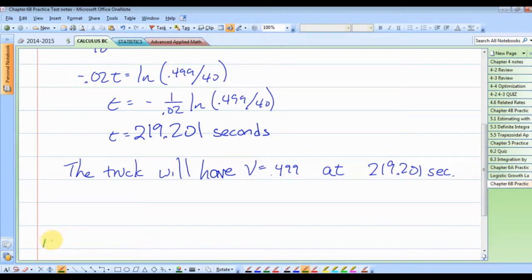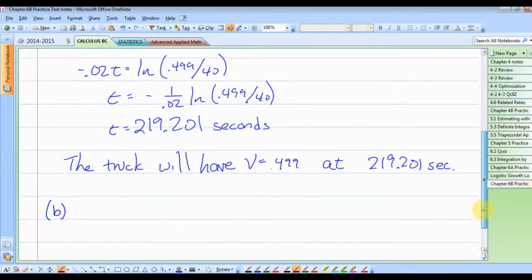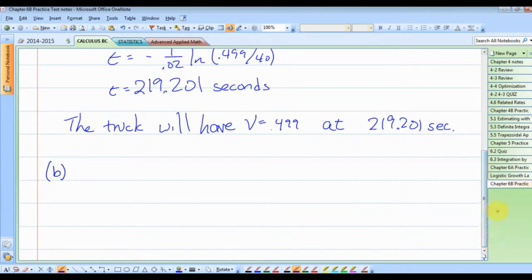Any questions on that? No, that's part A. Let's go to part B. Use your answer to find how far the truck will coast before coming to a complete stop. How far will the truck go? How could I get distance from velocity? Integral.